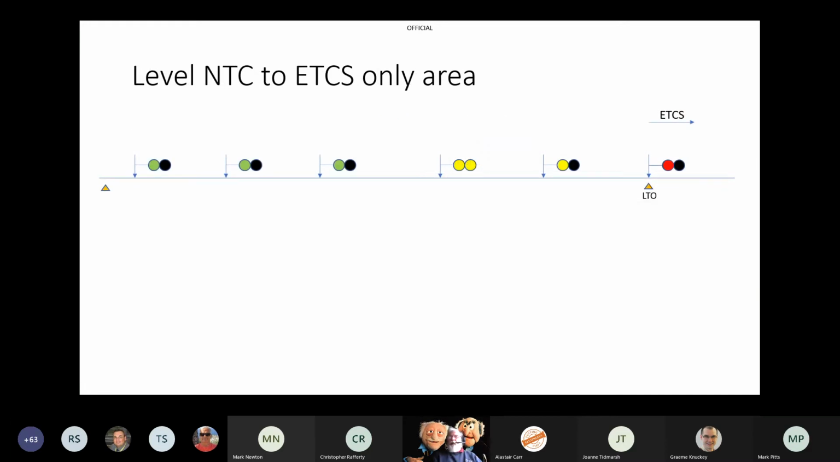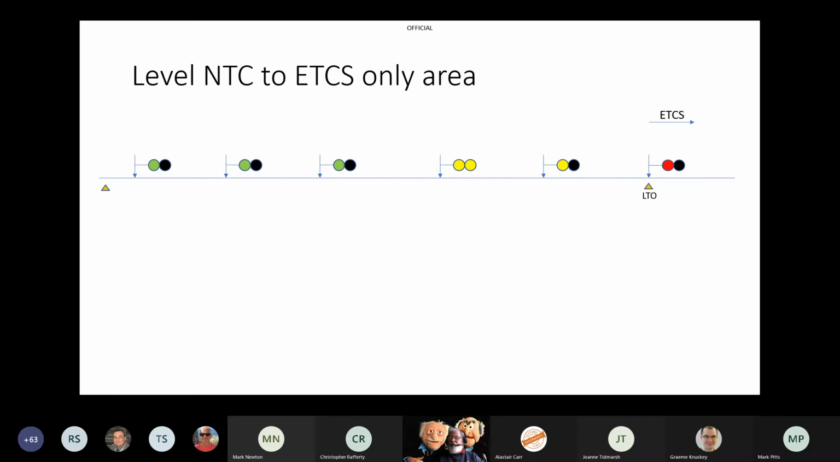So if we take a piece of railway, we're going from level NTC on the left-hand side to level ETCS, well, to an ETCS only area, let's say level 2, on the right-hand side. And beyond the red signal at the right, there is no TPWS. So we want to make sure that the trackside prevents a train that is not going to operate in ETCS going into that ETCS only area.